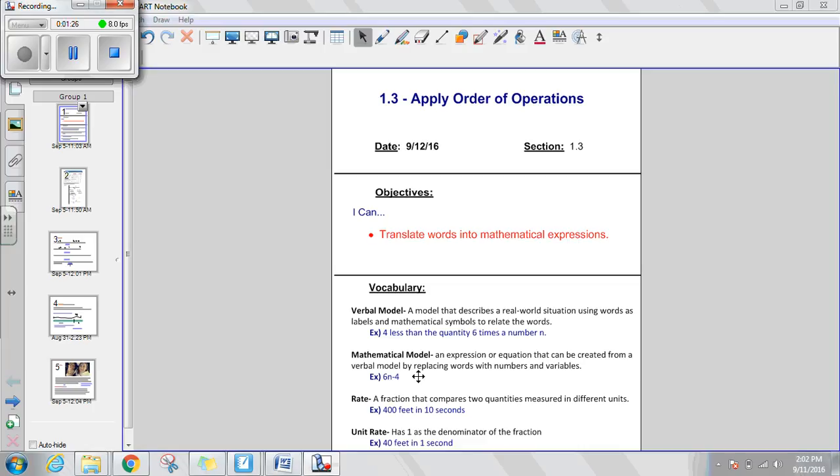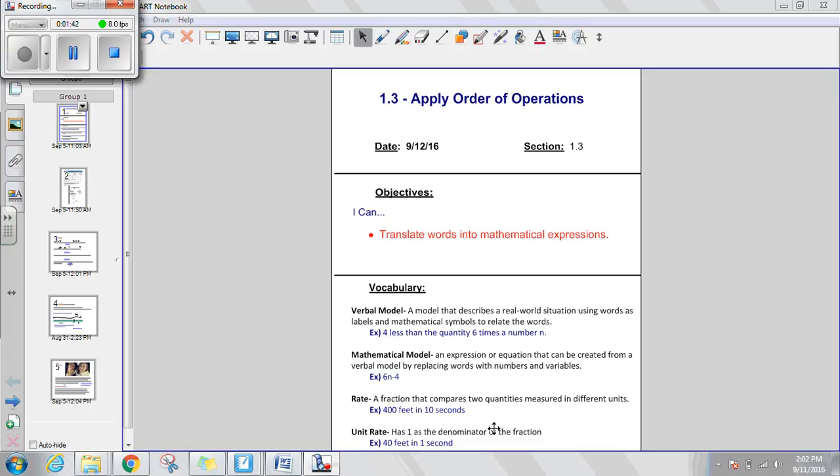Rate. A rate is a fraction that compares two quantities measured in different units. So for example, we could have 400 feet in 10 seconds. They're comparing feet to seconds. It's a fraction that's comparing the two quantities. We could rewrite that as a fraction.